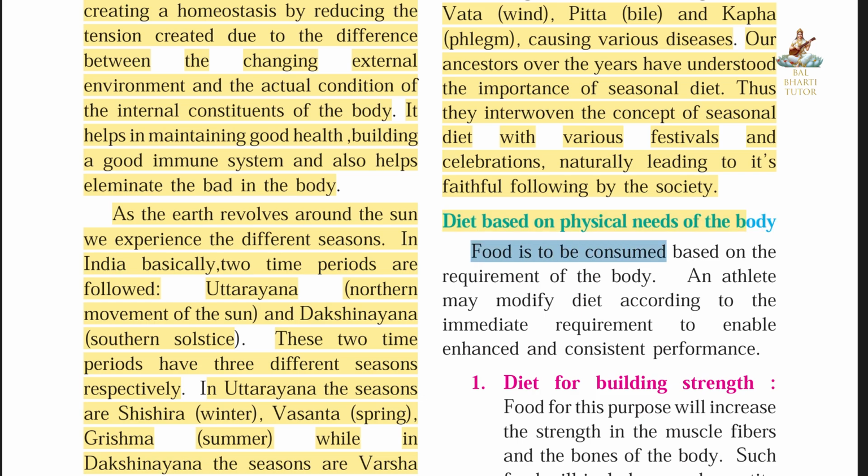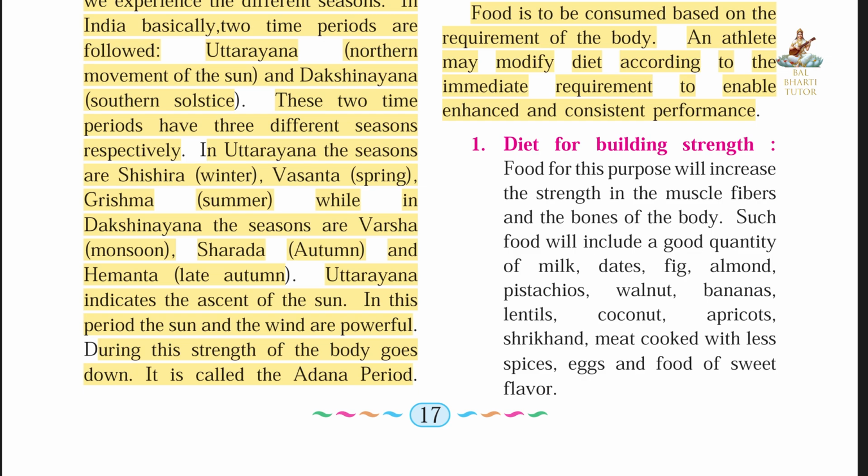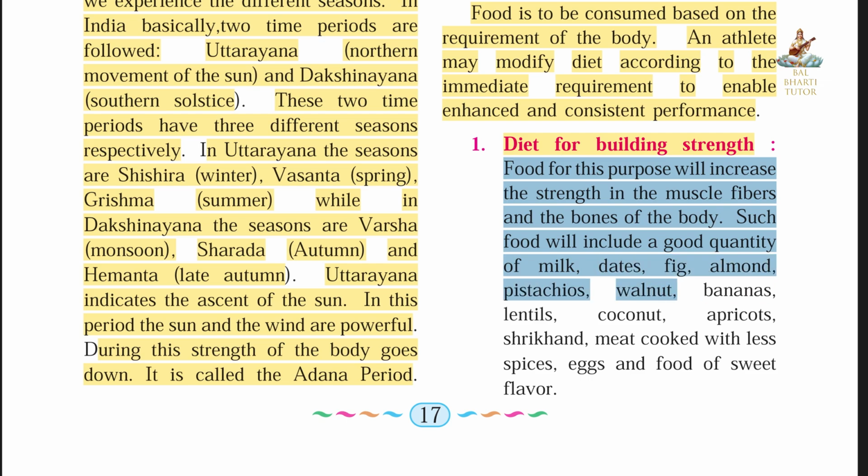Diet based on physical needs of the body. Food is to be consumed based on the requirement of the body. An athlete may modify diet according to the immediate requirement to enable enhanced and consistent performance. First, diet for building strength. Food for this purpose will increase the strength in the muscle fibers and the bones of the body. Such food will include a good quantity of milk, dates, fig, almond, pistachios, walnut, bananas, lentils, coconut, apricots, shrikhand, meat cooked with less spices, eggs, and food of sweet flavor.